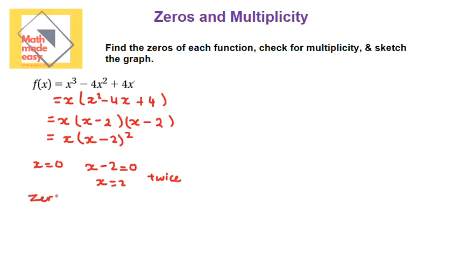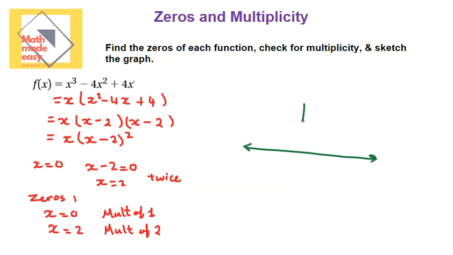So if I want to state the zeros and their multiplicity, I'm going to say x is equal to 0. This is my first 0, and it happened only once, so it has a multiplicity of 1. And the other 0 is x is equal to 2, and because it happened twice, it has the multiplicity of 2. Now, why are we sketching in this question? Because actually the multiplicity of the zeros affects the way the graph will behave. Now let's try to sketch this graph together.